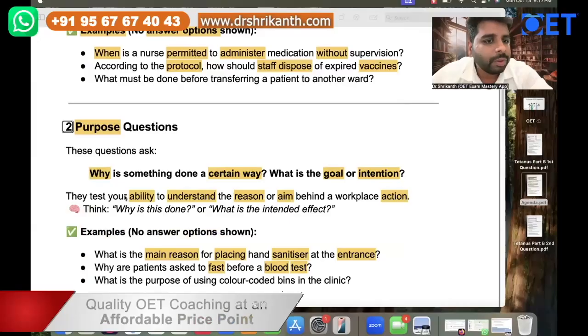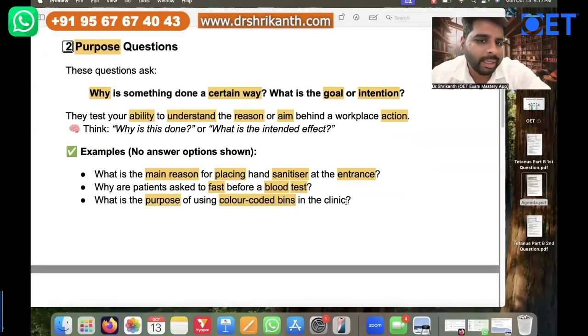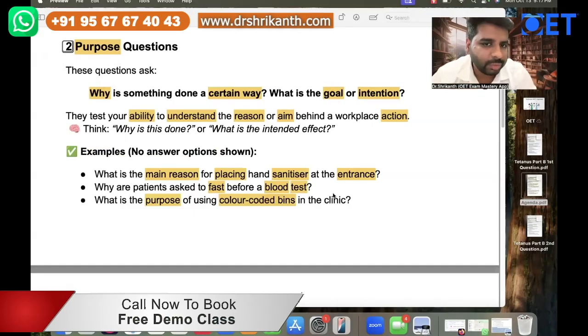Now let's come to purpose-based questions, right? So here, what is the question over here? Let's read maybe the third question. What is the purpose of using color-coded bins at the clinic? Okay, so in a clinic, there will be dustbins, right?